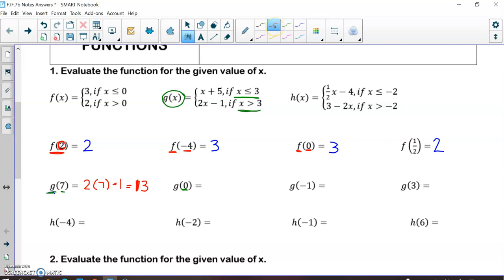Well, 0 is less than or equal to 3, so that means I'm going to use my top equation, which is the equation y is equal to x plus 5. So what I do is I put 0 in for x in that top equation. So I have a 0 plus a 5, and then I simplify to find that y is a value of 5 when x is 0.